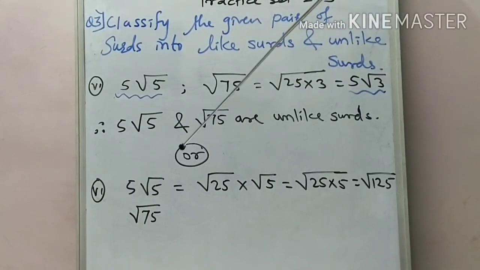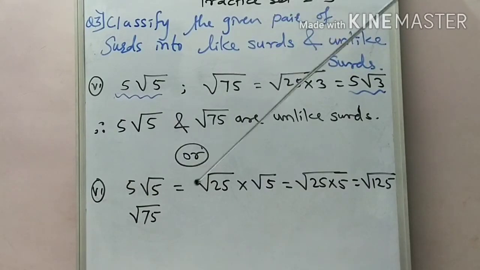Or there is another method also. Here what we do, we simplify this root 75: we factorize 75 as 25 times 3, and take the square root of 25 outside as 5 root 3. Okay, another method is what? That simplest form is what? 5 root 5, and we write it like this.